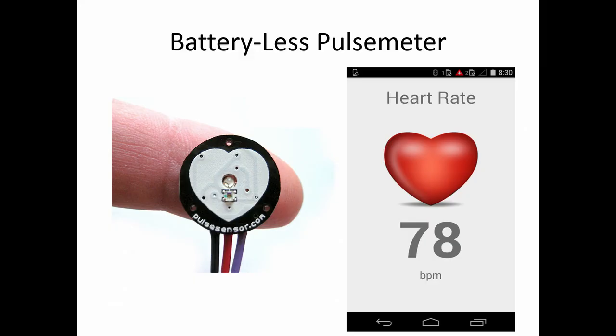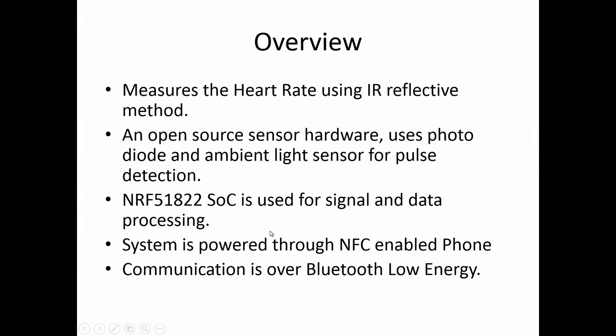You can see that the system essentially is strapped to either the index finger or the middle finger, and you can make a measurement. So, what is the overview? It basically measures the heart rate using the IR reflective method. It is an open source hardware. It uses a photodiode and ambient light sensor for pulse detection.